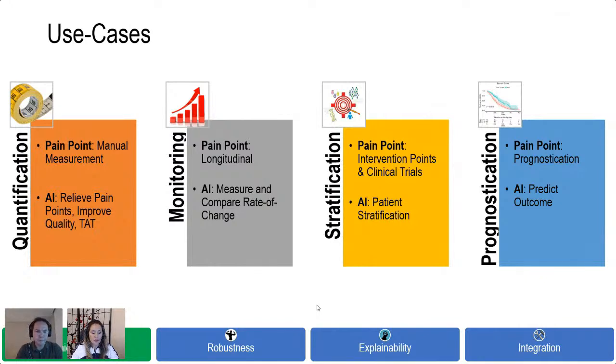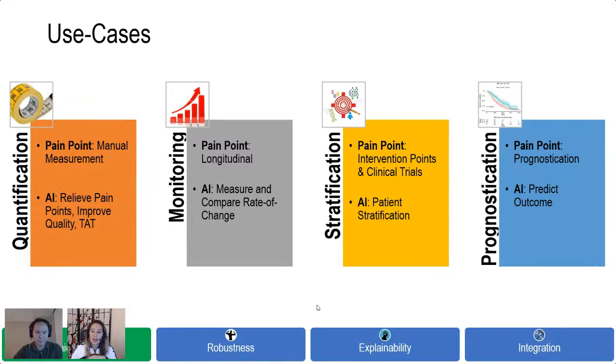And so really what you have to think about is how the end user is going to use this tool and what their pain point is that you're trying to alleviate. For quantification, the pain point would be, for example, manual measurement, whereas the AI tool can relieve these pain points and improve quality by increasing diagnostic accuracy as well as improving turnaround times for reviewing cases. There are longitudinal pain points, so actually measuring and comparing rate of change. You have neuroimages that you have to look at over time, and it's very tedious to try and manually measure whether there has been an increase in the volume of a small structure, for example.